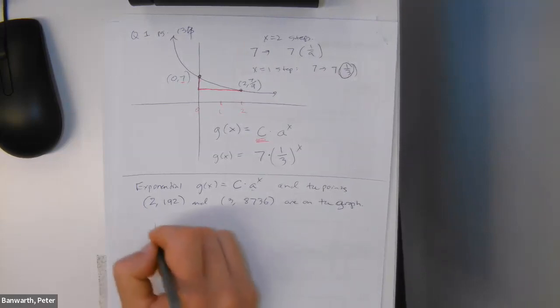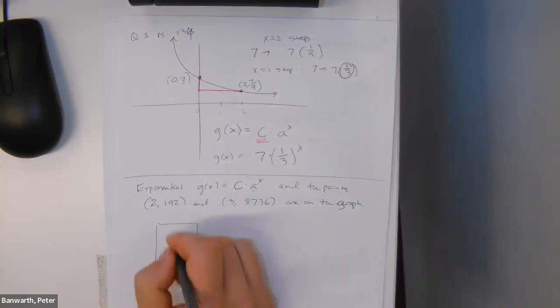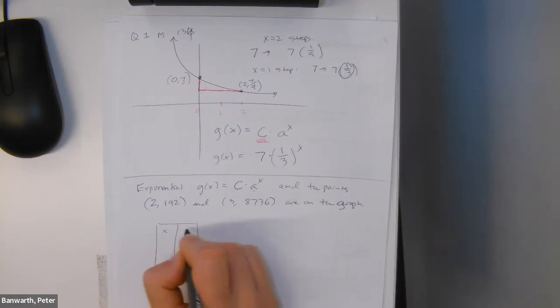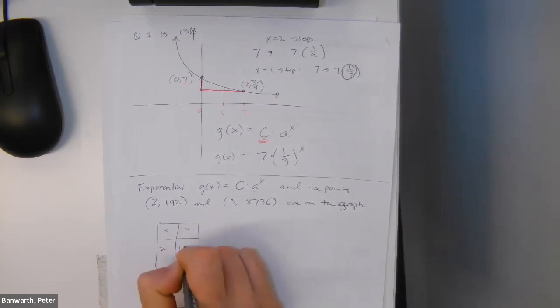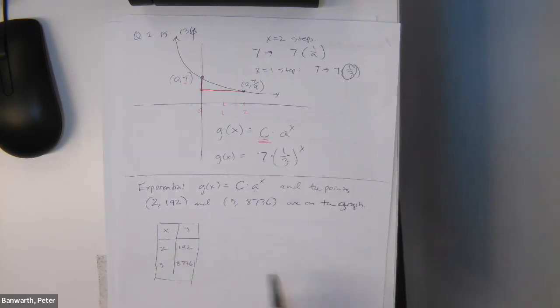So let me just make a table to start. That's going to help me. And I have x, y, 2, 192, 3, 8,736. Now, if this were a linear equation, to get the slope, you would look at subtracting y1 and y2. But we don't do that here. Here we look at dividing y1 and y2 to get the exponential rate of change.